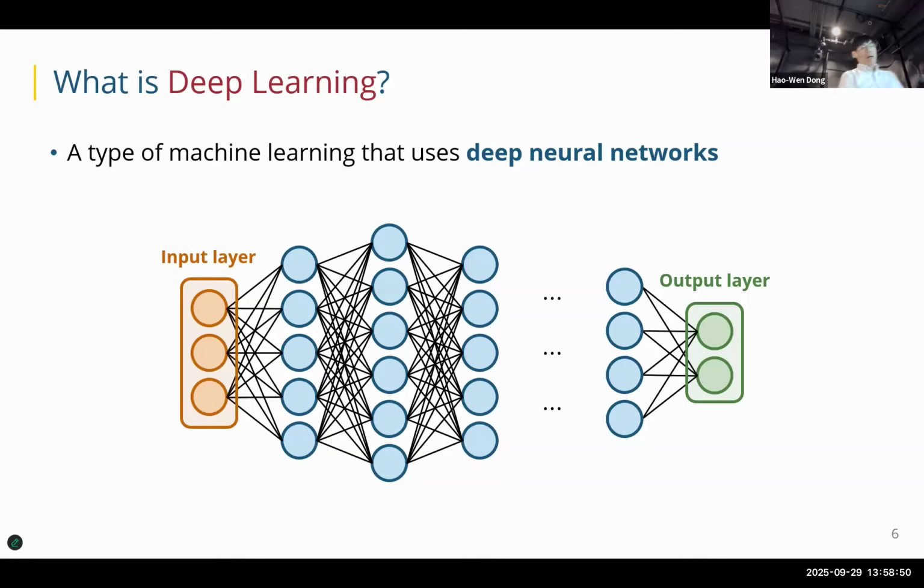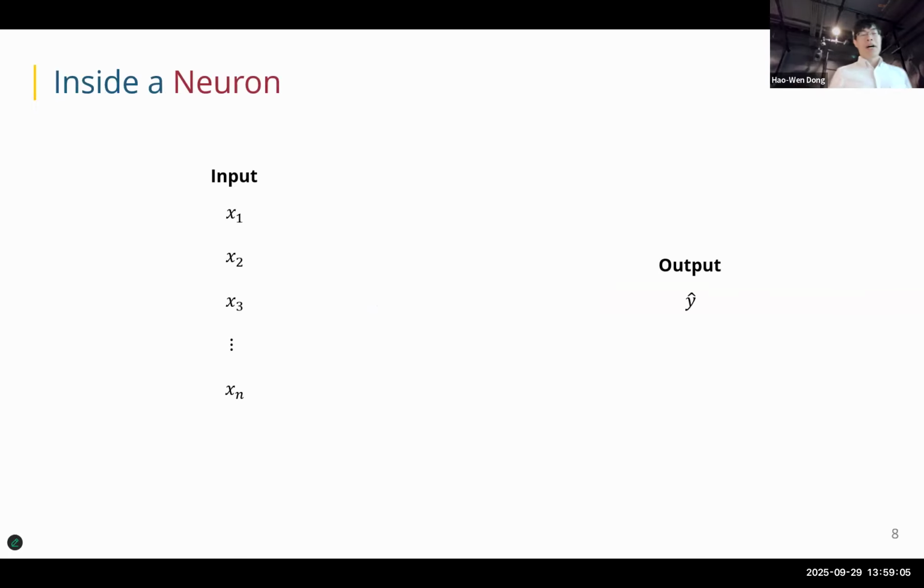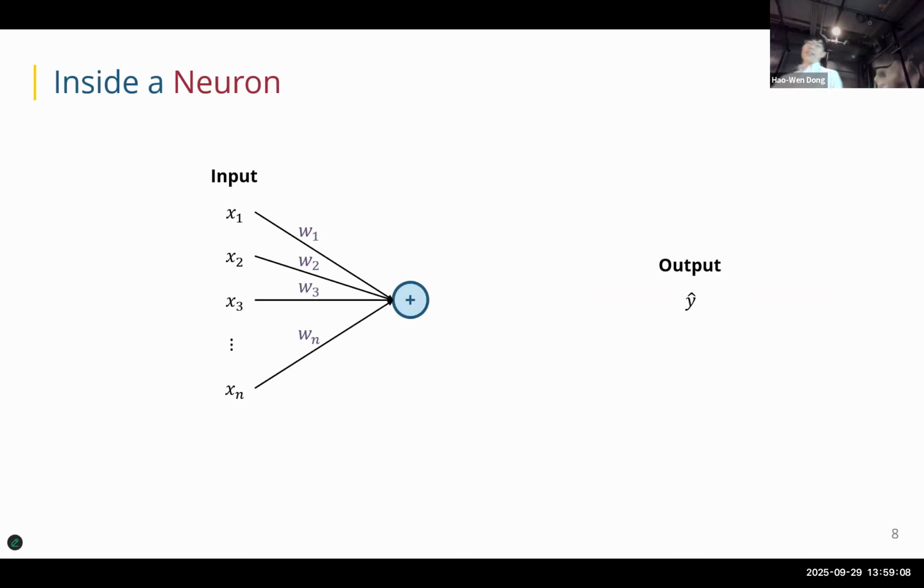So basically, a deep neural network is just a mapping from the input to the output. Everything in between is called hidden layers, and each of these things is called a neuron. I think we've touched on this. Inside the neuron, what is going on is basically a linear weighted sum of all the inputs. So we have x1 all the way to xn, weighted by different weights, W1 to Wn.